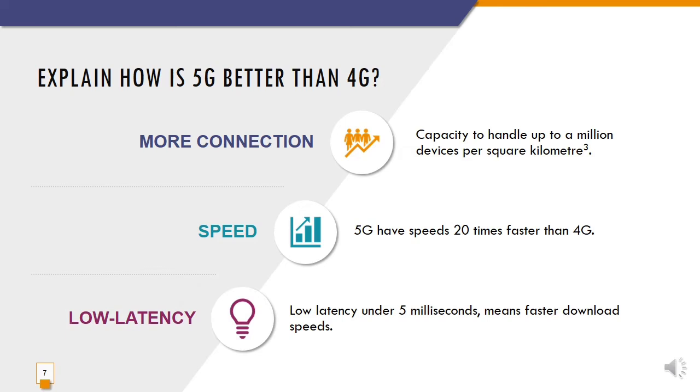The next question is, explain how 5G is better than 4G. The first reason is more connections. 5G may have the capacity to handle up to a million devices per square kilometer, while 4G only has the capacity to handle up to 4,000 devices per square kilometer. You will have less concern with dropped connections or how many devices you have connected to the network. It's that much more reliable. This means even if you are in the middle of the city, the connection won't be affected.